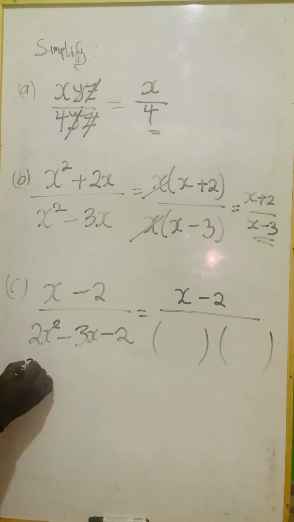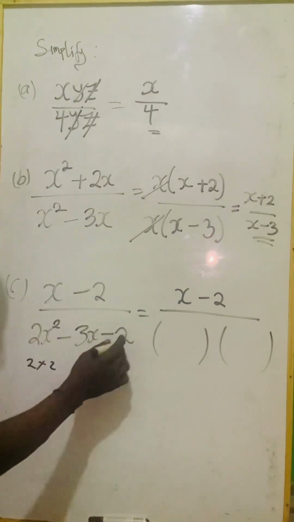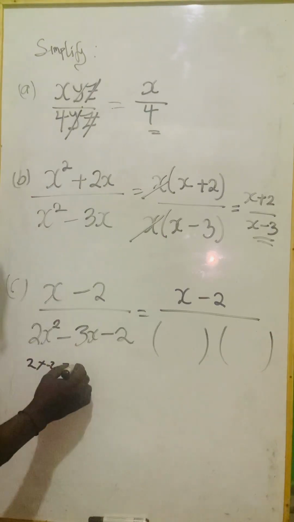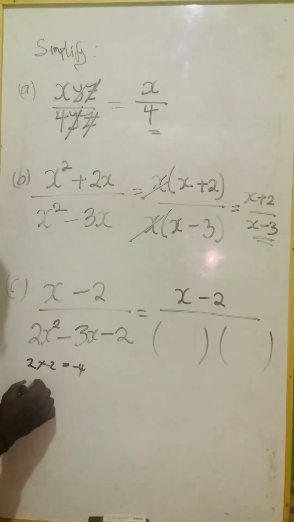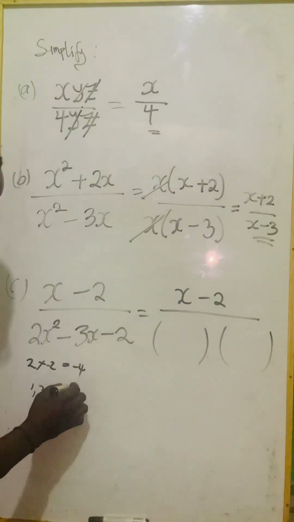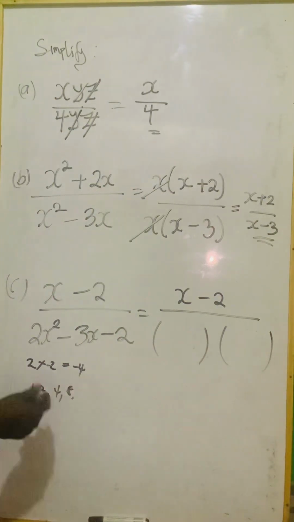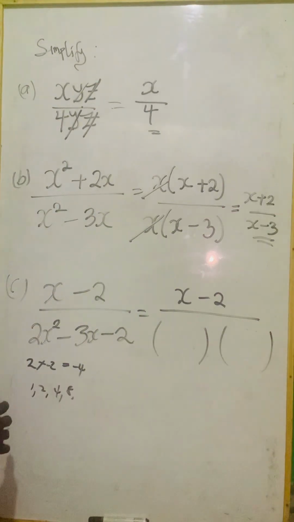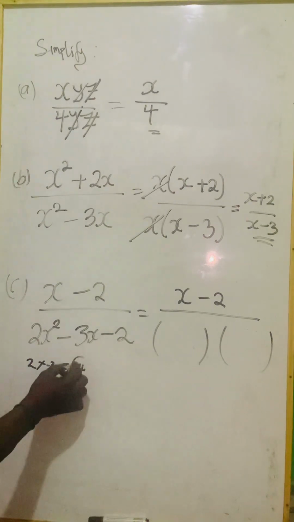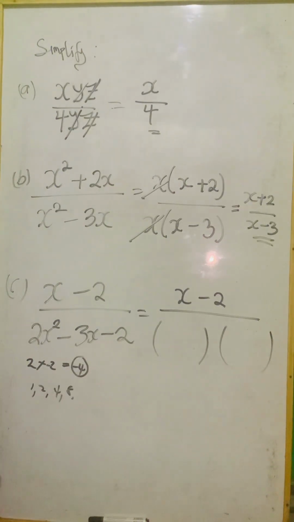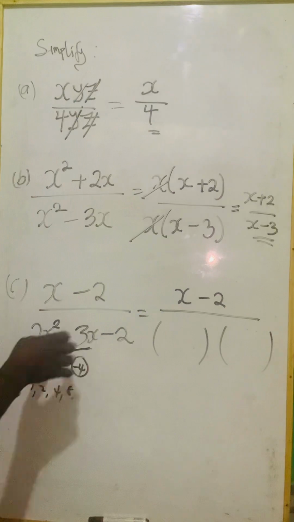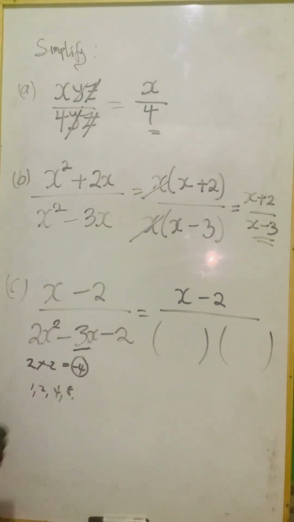So here we have 2 times minus 2, that gives us minus 4. Factors of 4 can be 1, 2, 4, and so on. Let's pick two of these factors so that when we multiply them, we get minus 4, and when we add them, we get b, that is minus 3. I hope I'm making sense here.